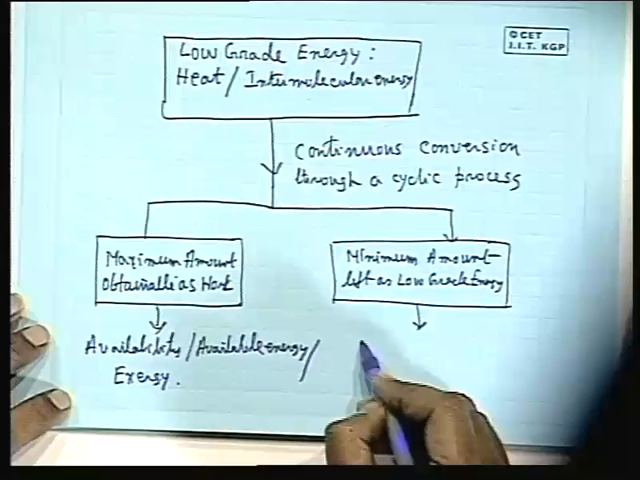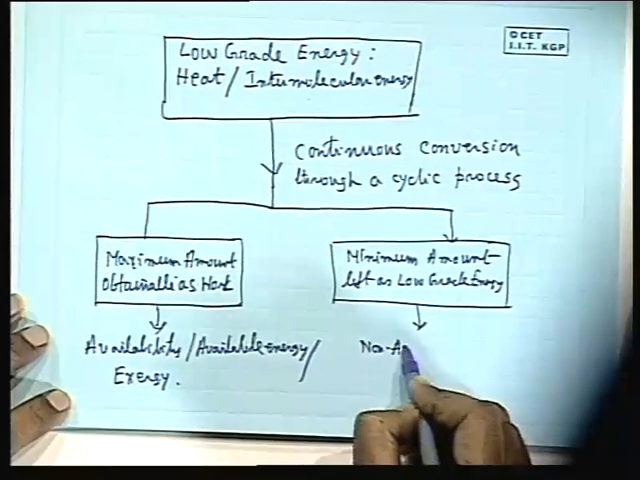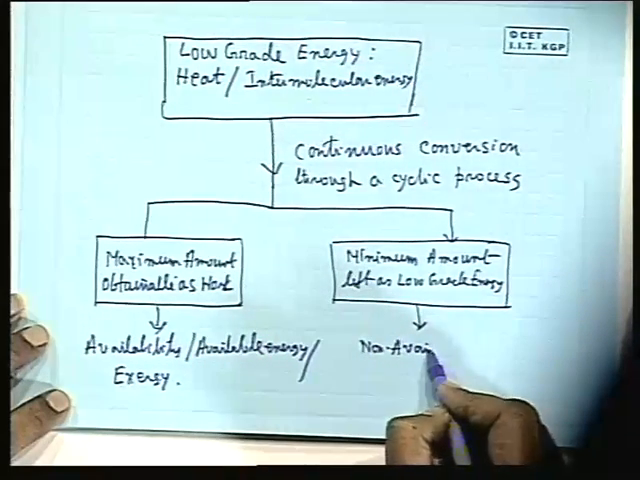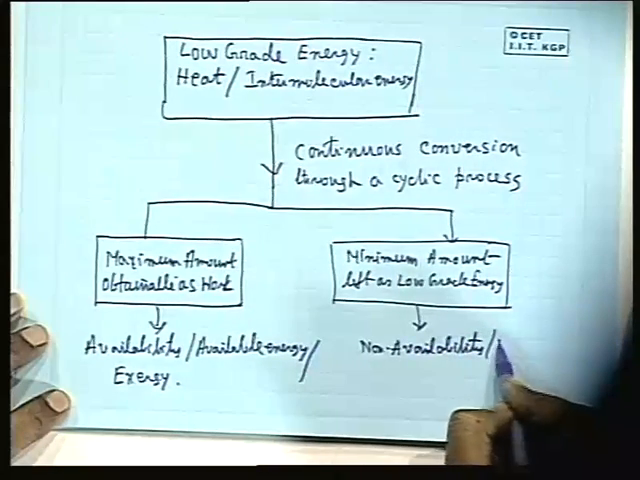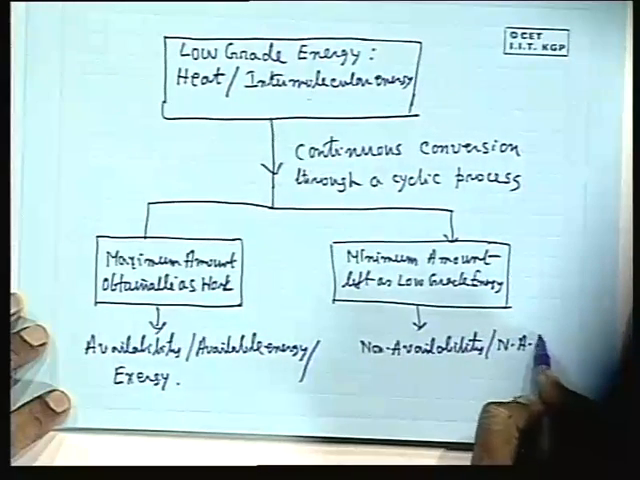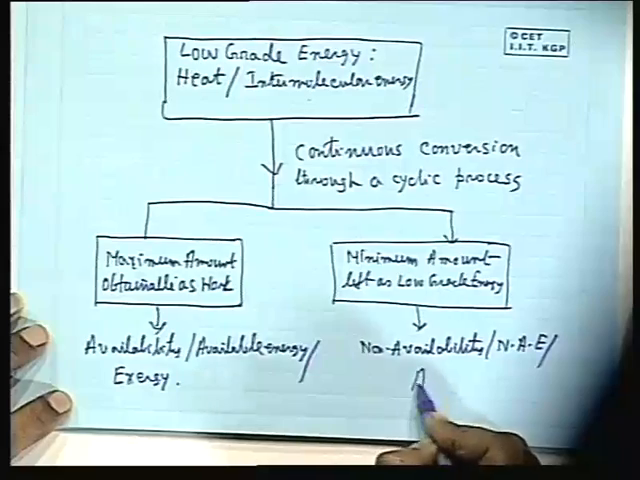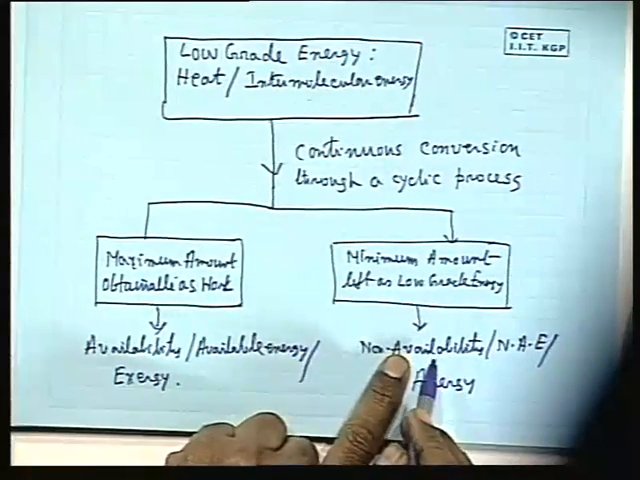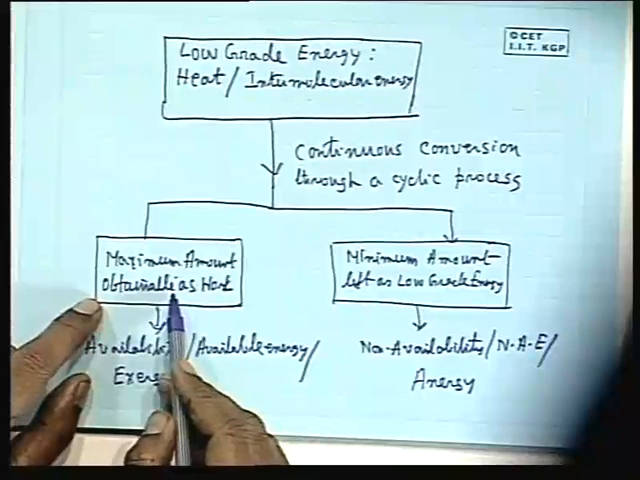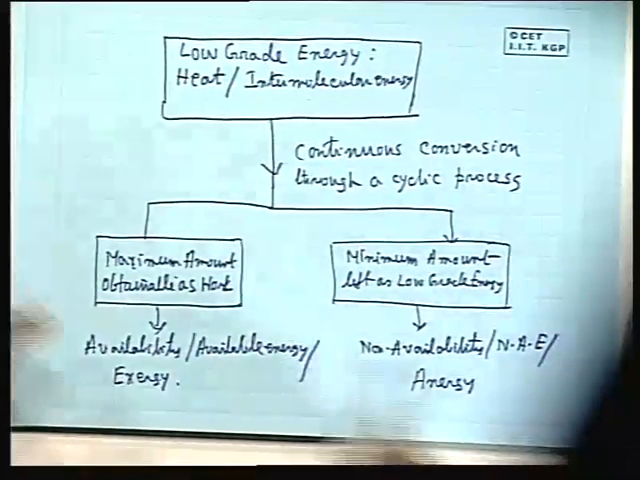Similarly, this is known as non-available energy, non-availability, non-available energy, I am not writing this in full, and energy. These are the terminals. That means there is a minimum part which has to be rejected and there is a maximum part which can be converted. This is the second law, this is an axiom.